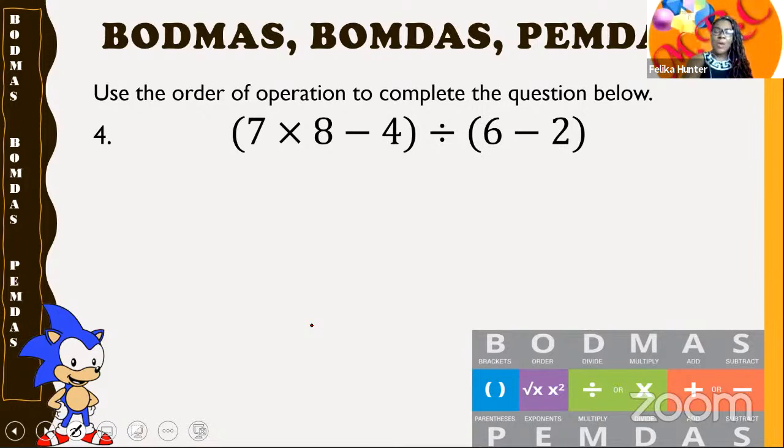We're going to look at the first bracket and work with the first bracket. What's in the first bracket? When we look at it, we see 2 operations: multiplication and subtraction. Which one do I do first? So we're going to do the first bracket. Let's highlight what we're doing first, that bracket.